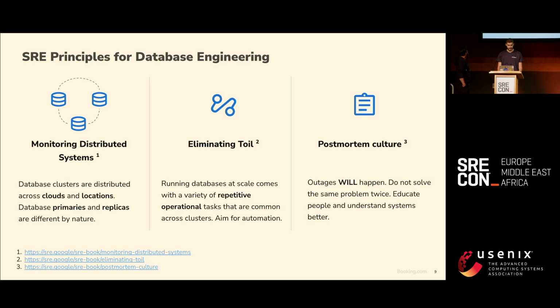And then let's see which SRE principles we're going to talk about today. First one is monitoring distributed systems. A database that runs across clouds and locations, and a database that has members that are different by nature, primaries and replicas. Then, operating a database at scale comes with repetitive operational tasks that are mostly common across clusters. This means that we aim for automation. And finally, embracing a post-mortem culture is very important because outages will happen in production inevitably.